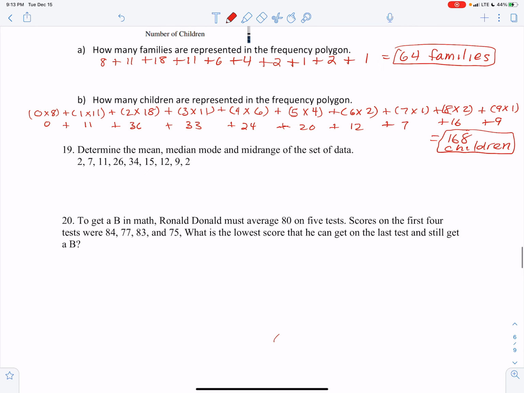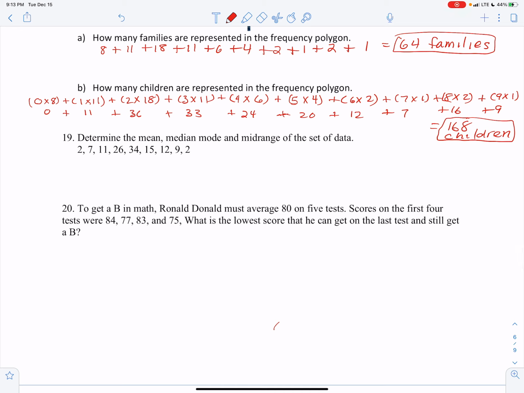For 19, determine the mean, median, mode, and mid-range for the set of data. So for the mean, that X bar stands for mean, we're going to take the sum of the data values, divide by the number of values. So if I add these values, 2 plus 7 plus 11 plus 26 and so on, I get 118, and there are 9 data items. So I get a mean of 13.1.